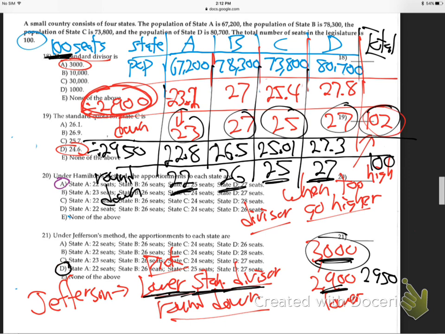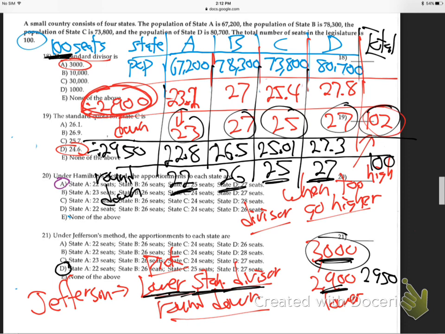Are we good, Jefferson? Can I move on to Adams? Are we happy with that? Adams is going to be the same thing, just go higher. Adams is up and up, right?